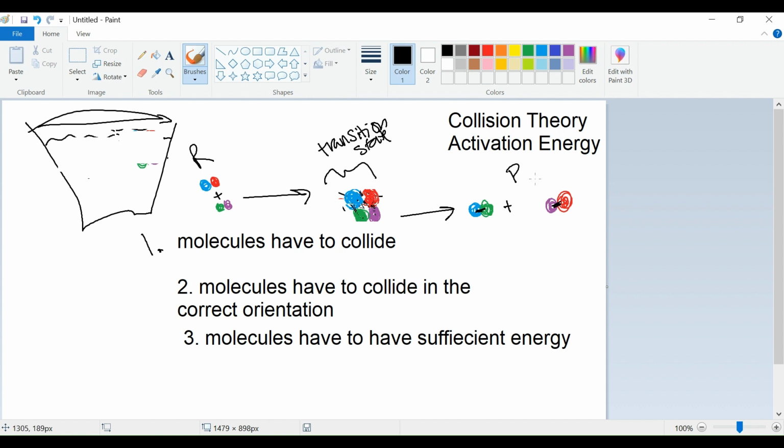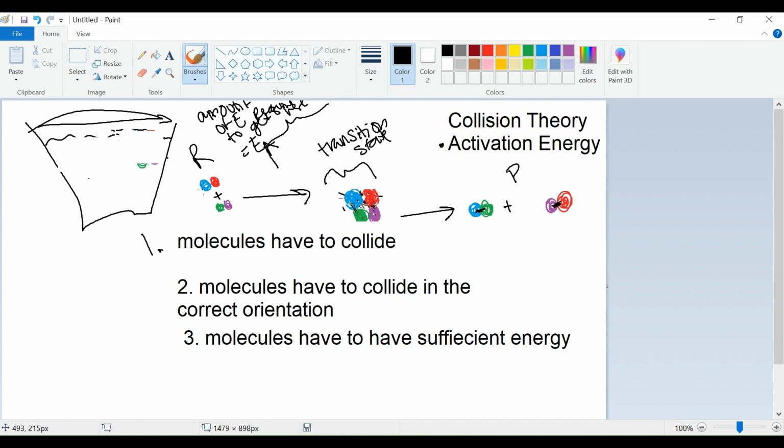And the amount of energy that they have to get to this state, that's going to be called my activation energy. So the amount of energy required to get here equals, and I'm going to write it like this, a big E with a little subscript A. That's our abbreviation for activation energy, E with a little a.